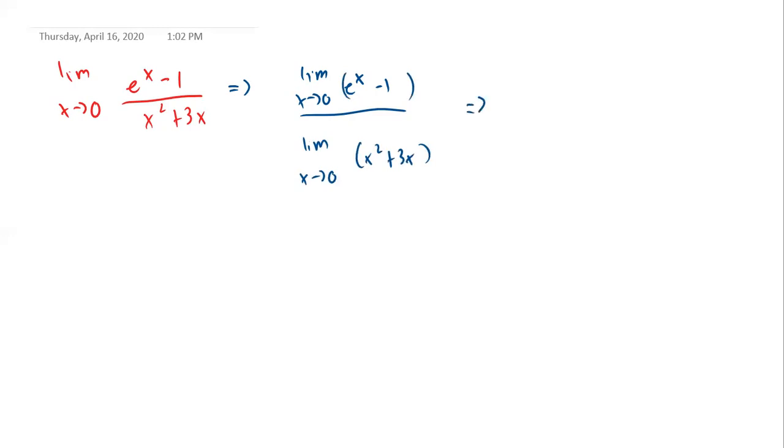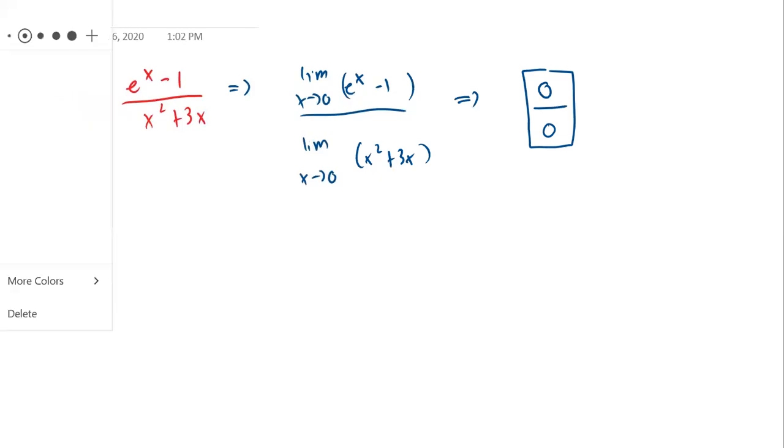So what do we get? On the top, we can just plug in 0. You can evaluate the limit directly. E to the 0 is 1, minus 1 is 0. So on the top, we get 0. On the bottom, we already saw we get 0. Again, we just evaluate directly, plugging 0 for x squared and x, and we get 0. So again, we get an indeterminate 0 over 0. We can use L'Hopital's rule.